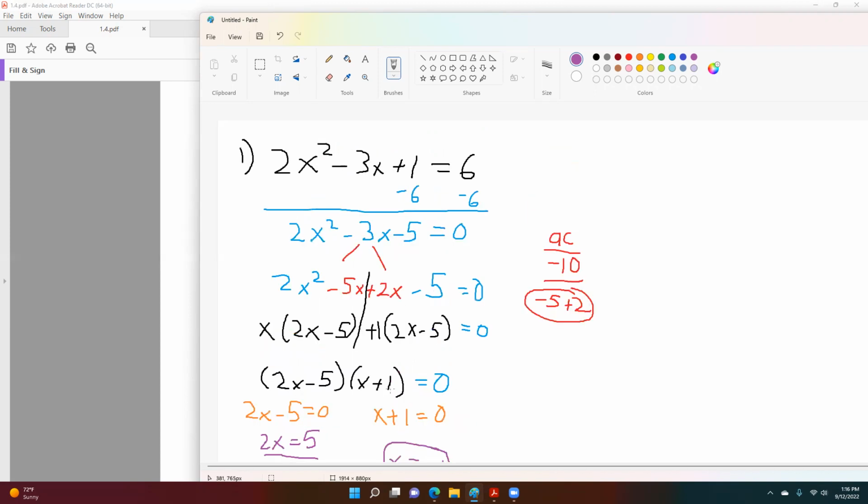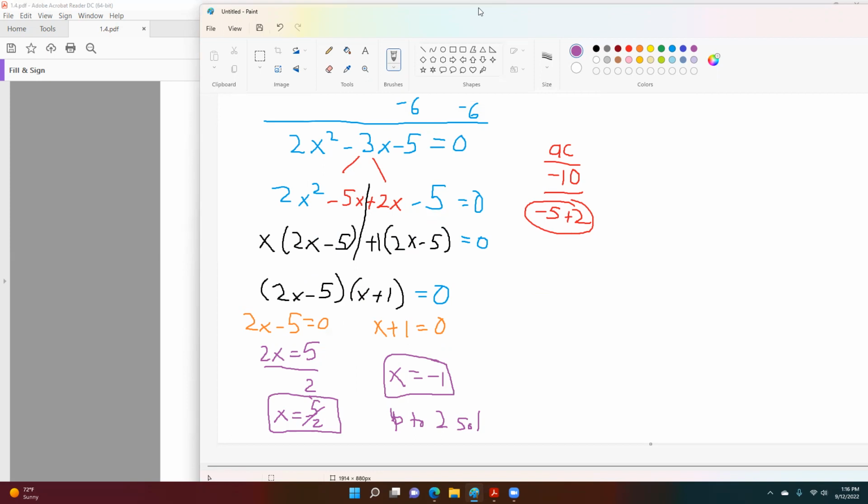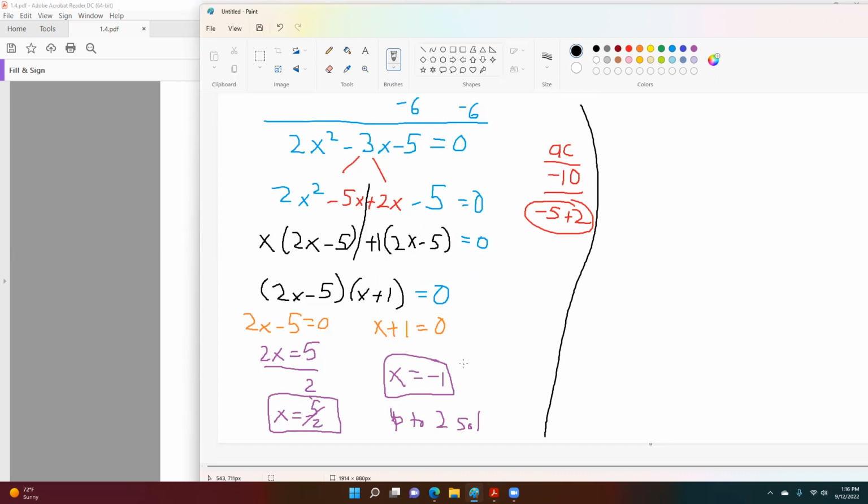Last time when you did the linear equation in 1.2, you only got one answer. But when you do this with quadratic equations, you will get two solutions, okay? So this is how we solve a quadratic equation using factoring.